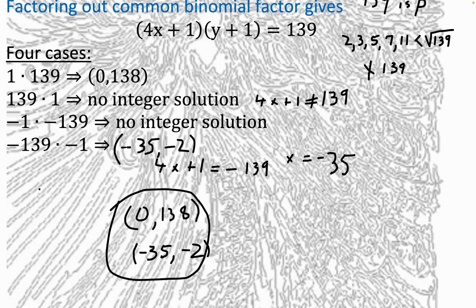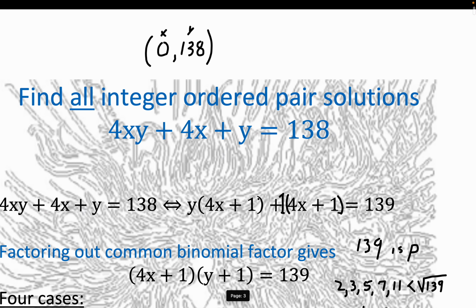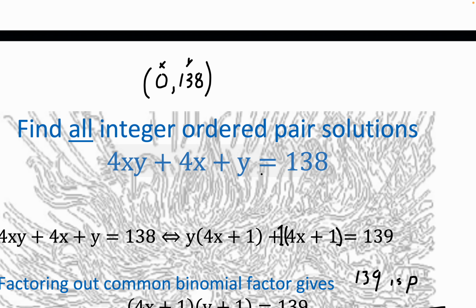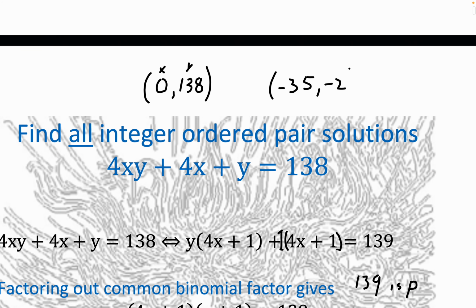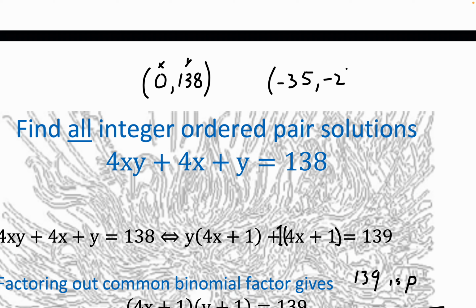Now you may not want to watch the rest of this, but we can check up here. We claim that minus 35 is the x-coordinate, and minus 2 is the y-coordinate as a solution. Well, we have the equation here to check, so let's see how that works out.